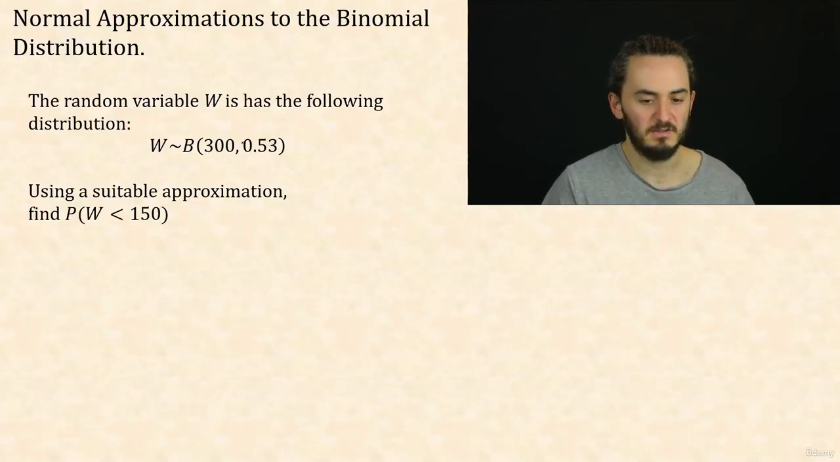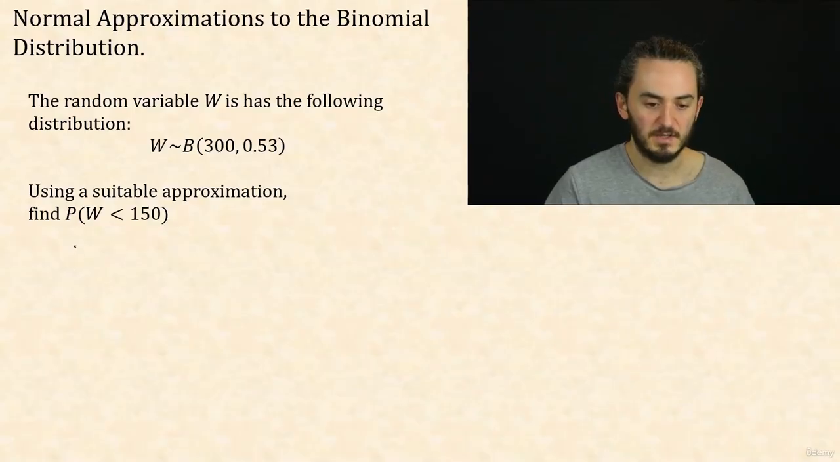So does that pass our couple of little tests? Definitely, because n is nice and big, much bigger than 50, and p is really close to half. Using a suitable approximation, there we are being told to do an approximation, find the probability that W is less than 150. So first step is to form a normal distribution which has the same mean and variance as this, because that's the one that's going to look the same.